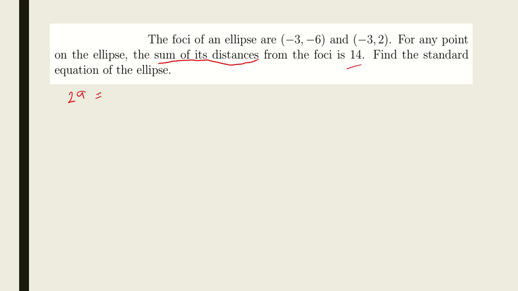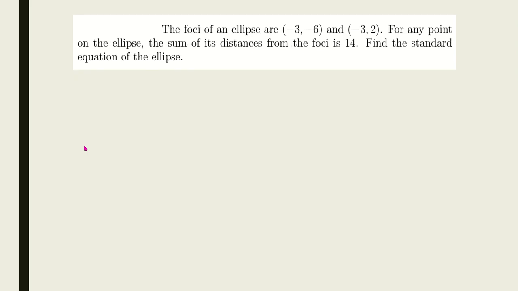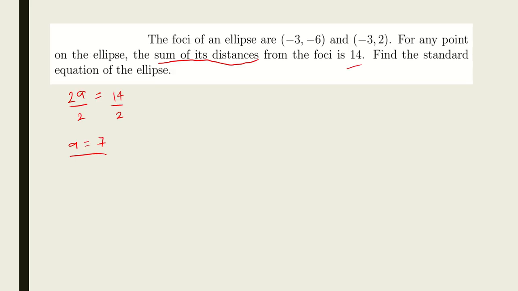If I am to understand the sum of its distances, that is simply equal to 2a, which is 14. And when you divide that by 2, a is already identified, and that is equal to 7. Sir, how do we find the b? We don't have an idea yet how to find the b, how to find the c.